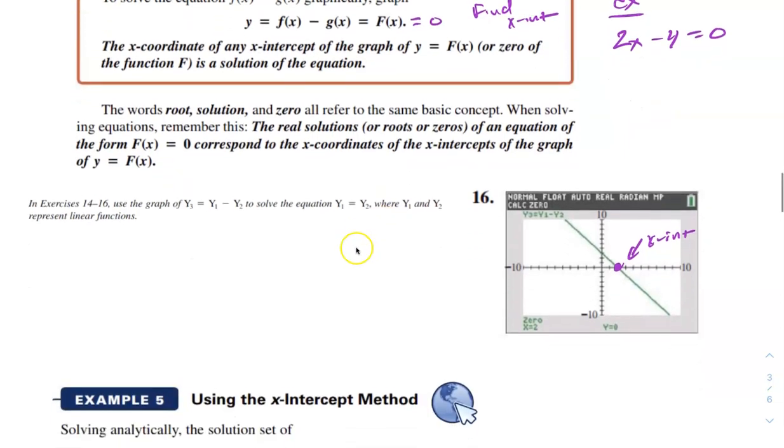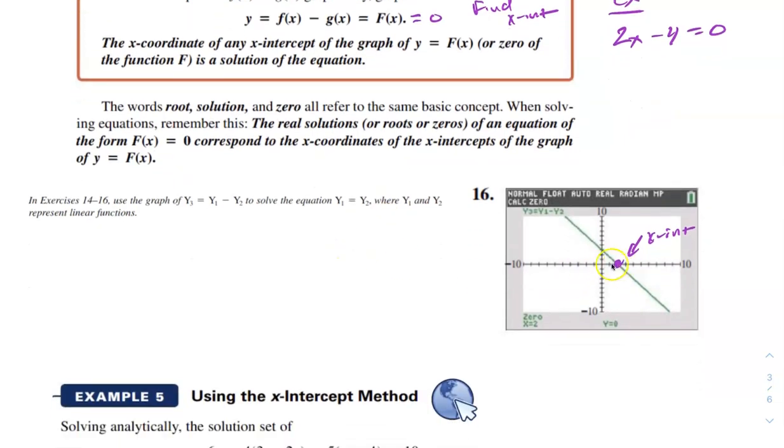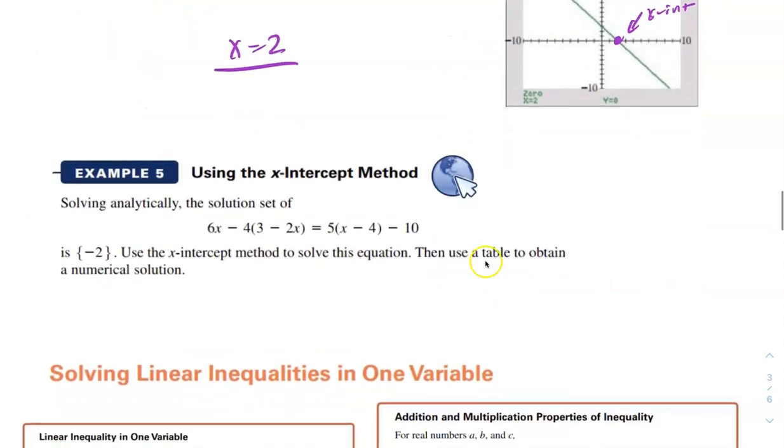So in our example right here, there's my x-intercept. And again, you don't need to do it by yourself. The calculator tells you there's a 0, also known as the x-intercept. It's 2. Something like that. So this is an example. Now here's example 5. They already have the answer. They let you know it's -2, but they want to show it by using the x-intercept method.